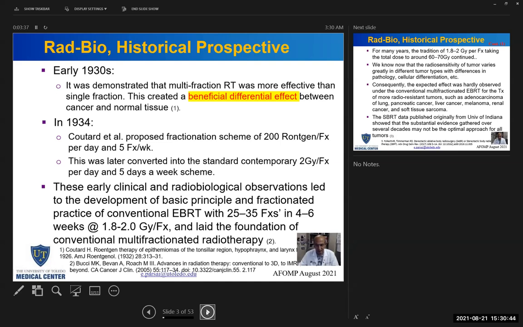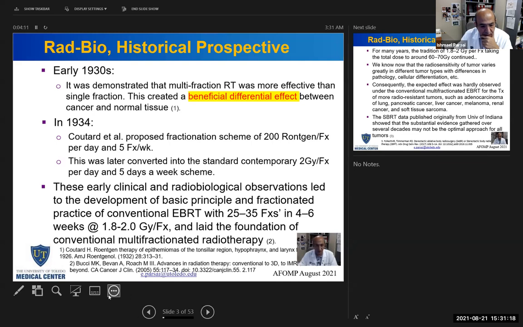So looking at some historical review of radiobiology, it was demonstrated that multi-fraction radiation therapy was more effective than a single fraction. This created a beneficial differential effect between cancer and normal tissue. A few years later, in 1934, Coutard and colleagues proposed a fractionation scheme of 200 roentgen per fraction and suggested 5 fractions per week. This was later converted into the standard contemporary 2 gray per fraction per day and 5 days a week scheme.